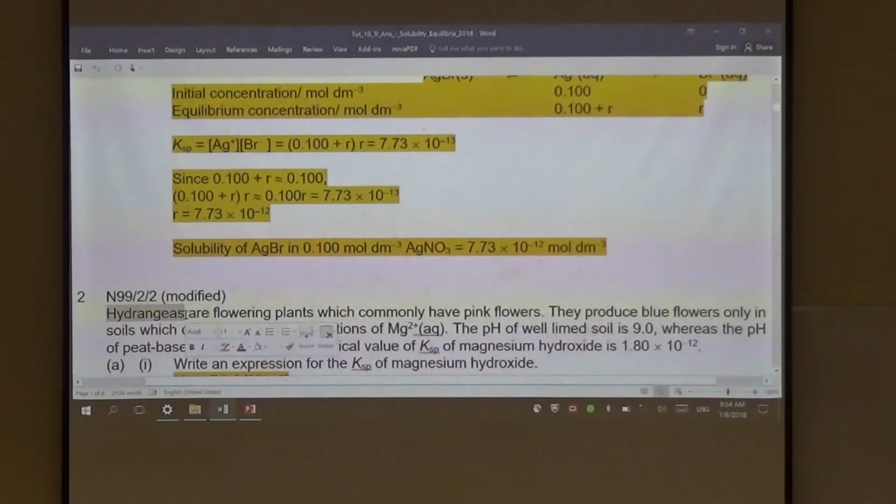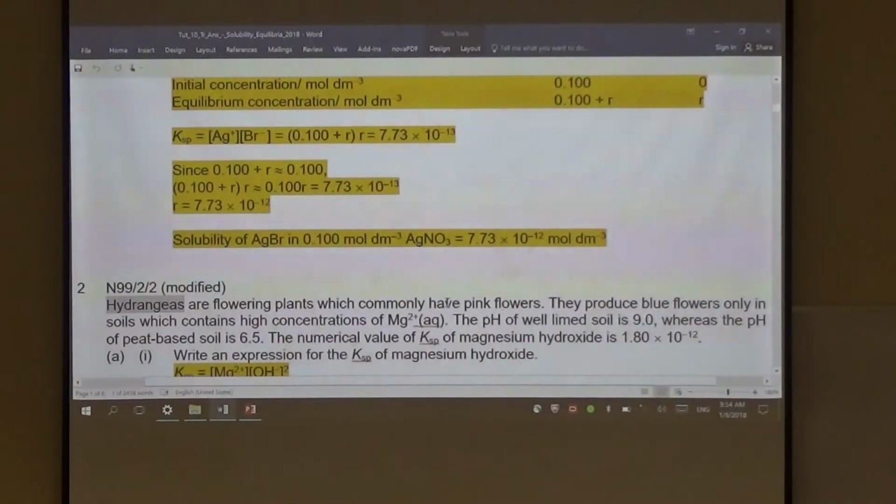These hydrangeas, right? They are quite pretty plants. You can actually see them in the botanic gardens. And it's true that they will have different colors depending on the different soil pH.